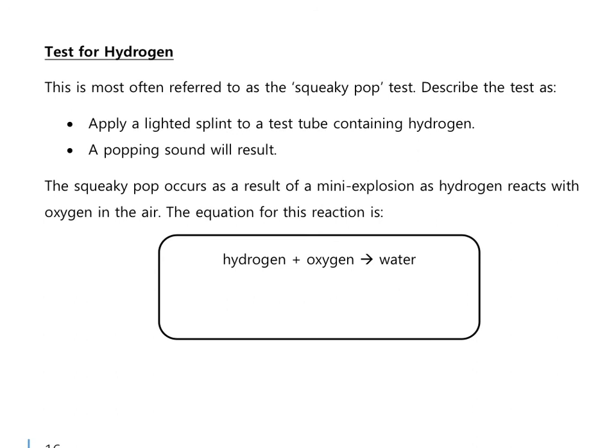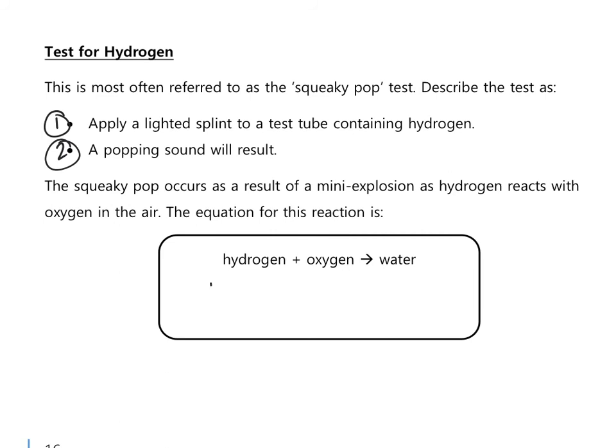So how you do that, as I showed you in the video, is to first of all apply a lighted splint or a lit splint to a test tube containing hydrogen, and if there's hydrogen present, then a popping sound will result. That would be a 2-mark question, and there's where you would get your 2 marks. What actually happens when you apply your lighted splint is you're setting the hydrogen on fire. It's exploding. And what it's really doing is it's reacting with the oxygen in the air.